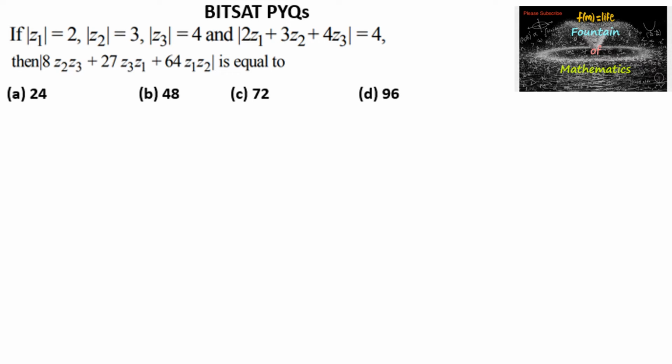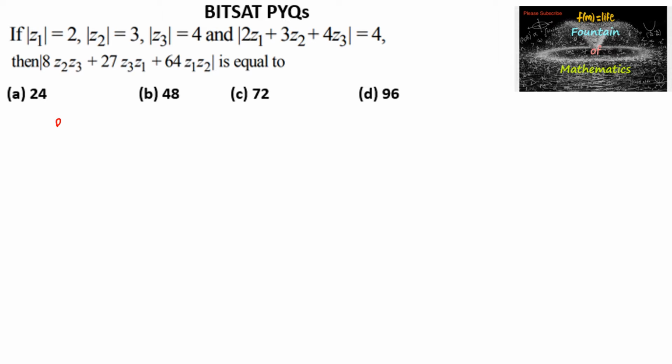Here are three complex numbers z1, z2 and z3 whose mod z1 is 2, mod z2 is 3, mod z3 is 4, and mod of 2 times z1 plus 3 times z2 plus 4 times z3 is equal to 4. Then the value of mod of 8 times z2 z3 plus 27 times z3 z1 plus 64 times z1 z2 is equal to.